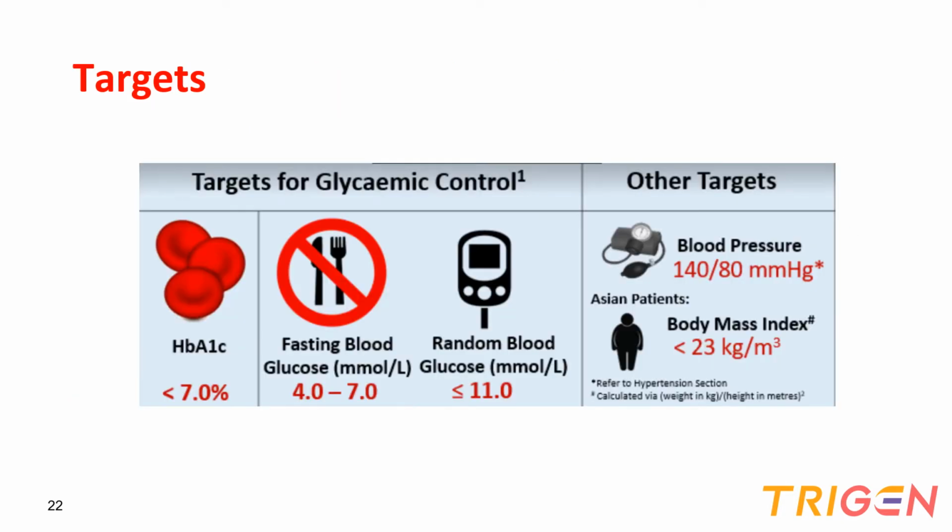The targets for glycemic control are HbA1c less than 7% and a fasting blood glucose of between 4 to 7 is considered optimal.